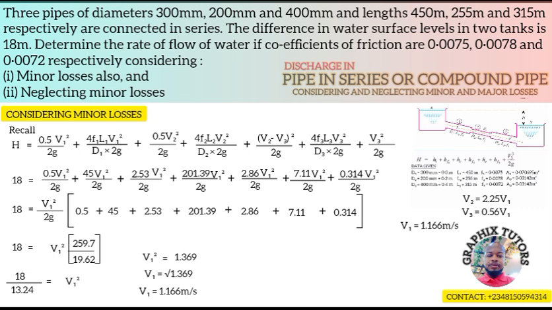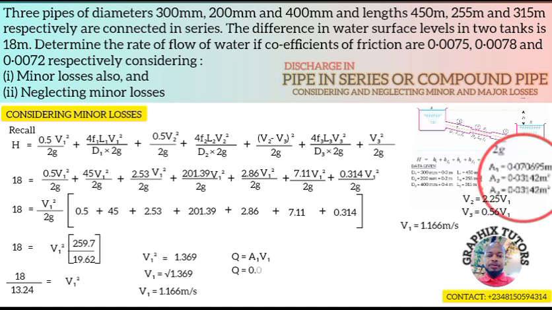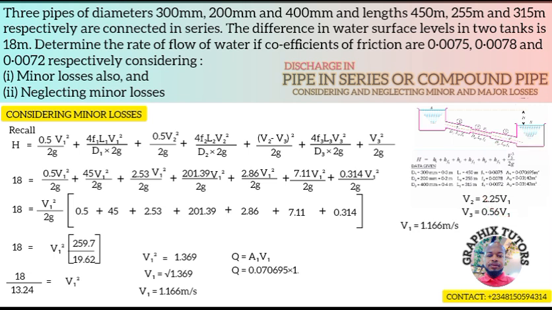Now the discharge will be A1 V1. So we know that my A1 is given as 0.070695 multiplied by the V1 we just got here, that is 1.166. So my discharge will be 0.082 meter cube per second altogether. So this is when you are considering minor losses.